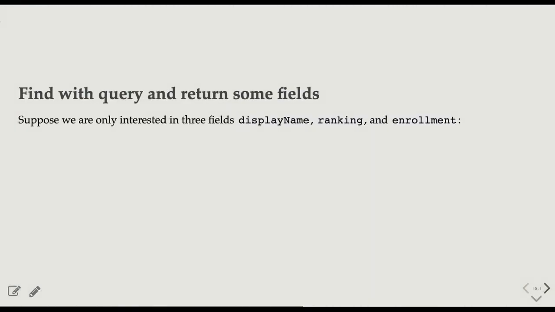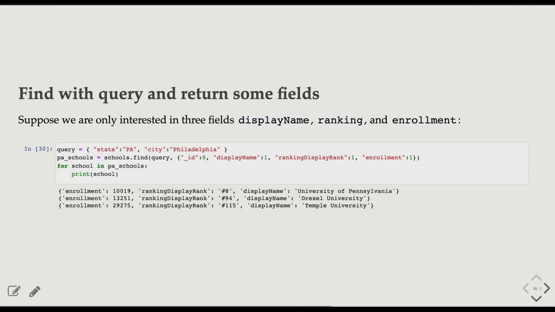Now, perhaps you think the output is too messy. There's too much information. We only want to look at a few fields and just get a sense of what they are and their ranking and perhaps their enrollment. So suppose we're interested only in 3 fields: display name, ranking, enrollment. So we can continue to use the same query. So we use the same query here. And again, we use the schools.find method with the same query.